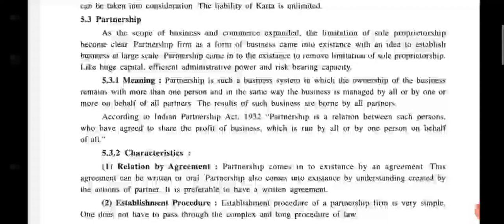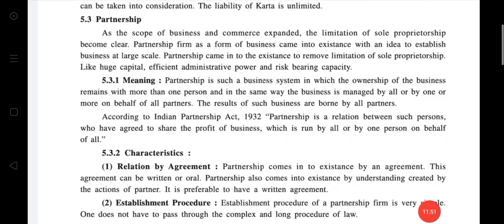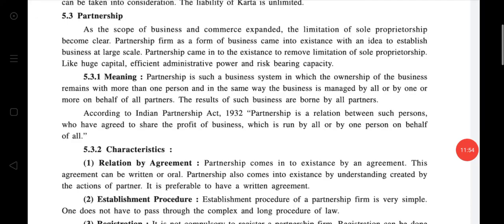So, according to the Indian Partnership Act 1932, partnership is a relation between such persons who have agreed to share the profit of a business which is run by all or by one person on behalf of all. That means a partnership is a kind of relation between persons who agreed to share the profit of a business, and the business is run by all the partners or by any one person on behalf of all other partners.